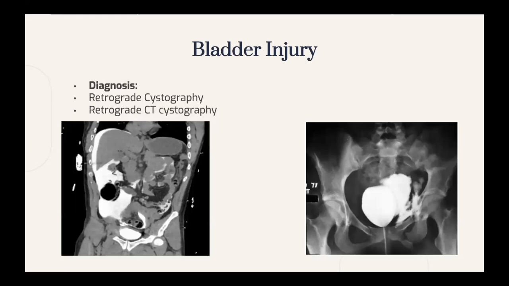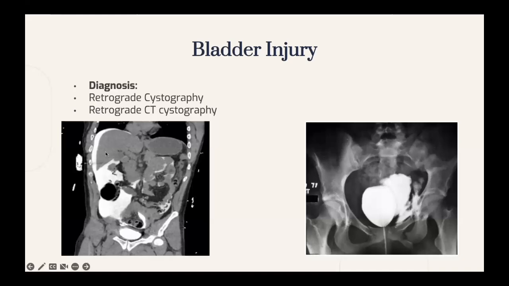The diagnosis of bladder injury, most commonly it's done through a retrograde cystography using an X-ray, or retrograde CT cystography as seen on the left. So cystography will help us determine if it's intraperitoneal or extraperitoneal bladder injury. As you can see on the right, this is a retrograde cystography, and we can see that there is extravasation, but limited to the extraperitoneal space.